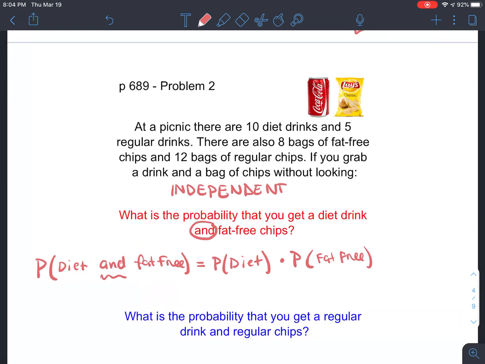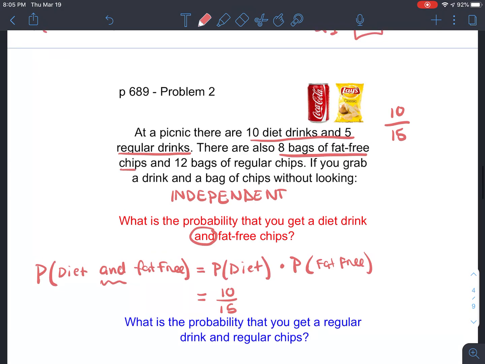So let's take a look. We're looking at the sodas. There are 10 diet drinks and 5 regular drinks for a total of 15 drinks. How many of those are diet? 10. So the probability of pulling a diet drink will be 10 out of 15. We're going to do the same thing with the chips. There are 8 bags of fat-free chips and 12 bags of regular chips for a total of 20 in my denominator. We're looking at only fat-free, so my numerator is going to be 8 out of 20.